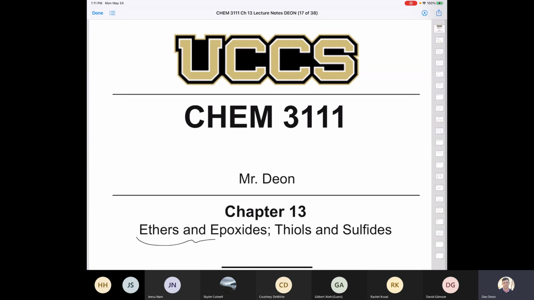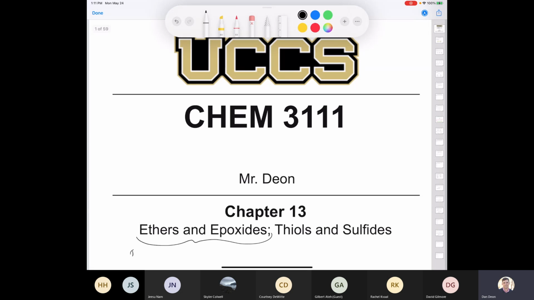Ethers and epoxides are both functional groups that contain oxygens, right? You know what an ether is by now. It's an oxygen flanked by 2 R groups. An epoxide is something that we would have mentioned in Organic Chemistry 1. It's when you have a 3-membered ring with an oxygen in it. So it's like a cyclic ether in a way.